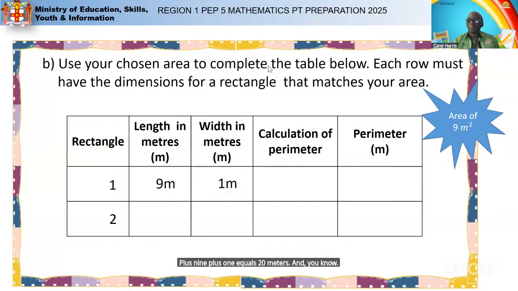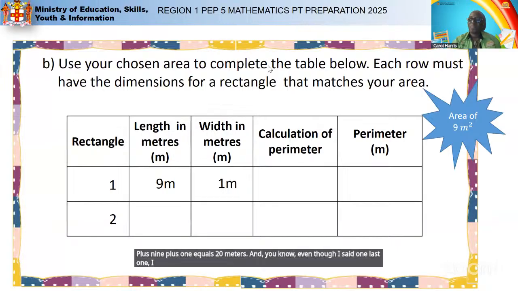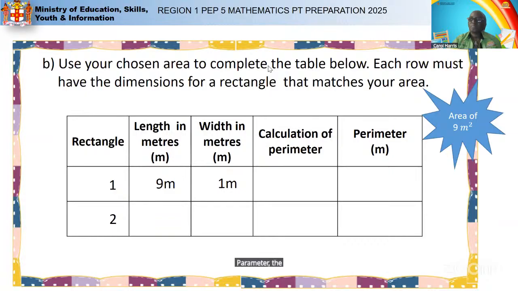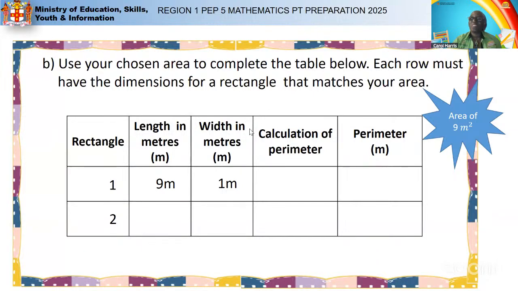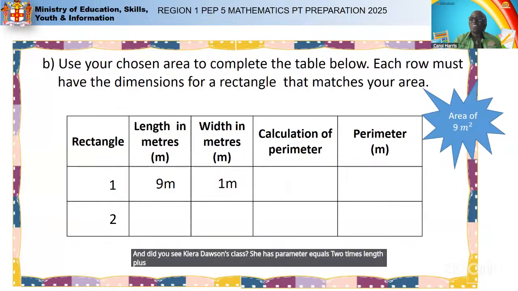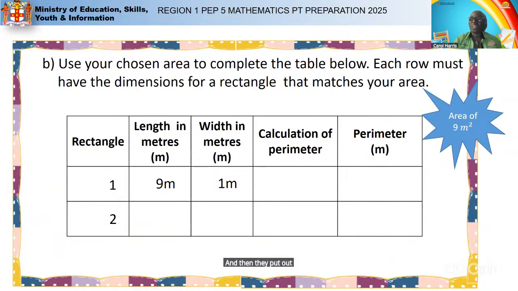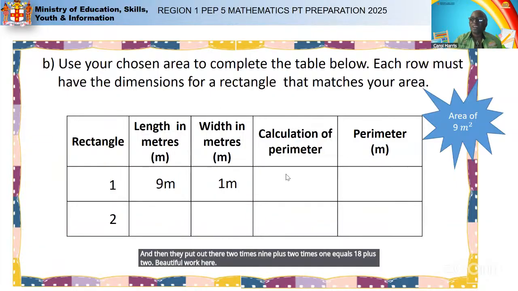Even though I said one last one, I love what Ken Barnes has put here. Ken Barnes' class has perimeter equals 9 meters plus 9 meters plus 1 meter plus 1 meter equals 20 meters. That's the one I am very much impressed with. And did you see Kara Dawson's class? She has perimeter equals 2 times length plus 2 times width. And then they put 2 times 9 plus 2 times 1 equals 18 plus 2. Beautiful work here by Kara Dawson's students.